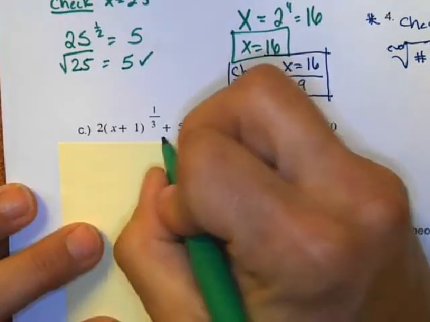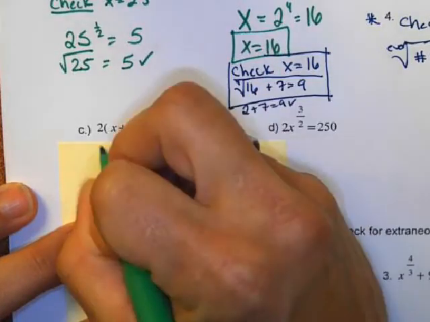So what I'm going to do first is I'm still going to stick with my basic solving here, and I'm going to subtract 5.